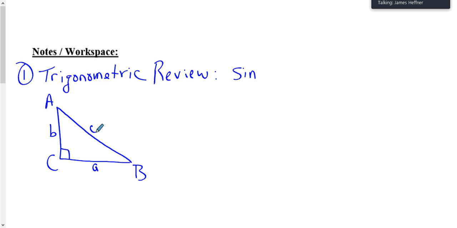Okay, so the sine of an angle, some angle theta. Does anybody remember what that is? Remember opposite, adjacent, hypotenuse stuff? Remember SOHCAHTOA? Anyone remember that?